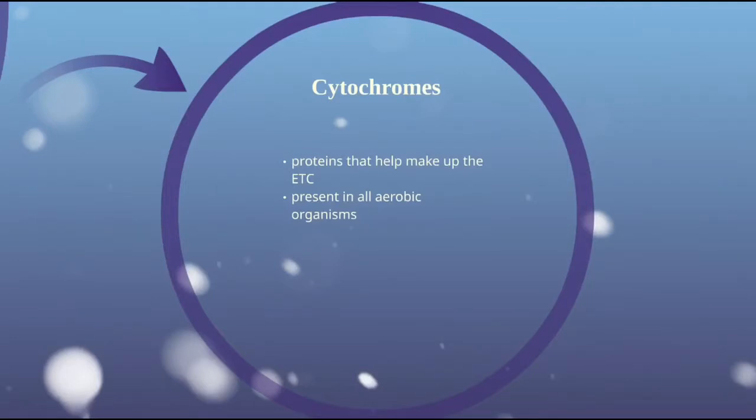Cytochromes are proteins that help make up the ETC. They are similar in structure to hemoglobin, which is a protein that helps transfer or move oxygen in the human body, but they transport electrons instead of oxygen. Cytochromes are present in all aerobic organisms.